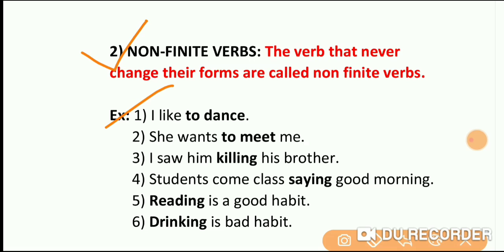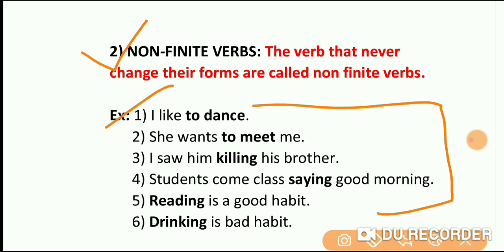Here you can see the example. In non-finite verbs there are three types: infinitives, participles and gerunds. The first one is infinitives, the second one is participle, and the third one is gerund. All these three types can be discussed here in these examples only. Here you can see example number one.